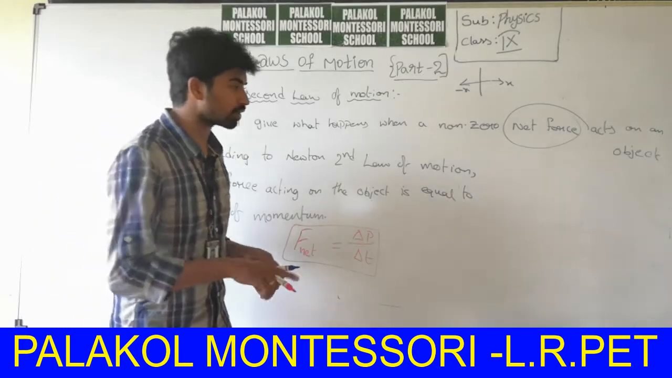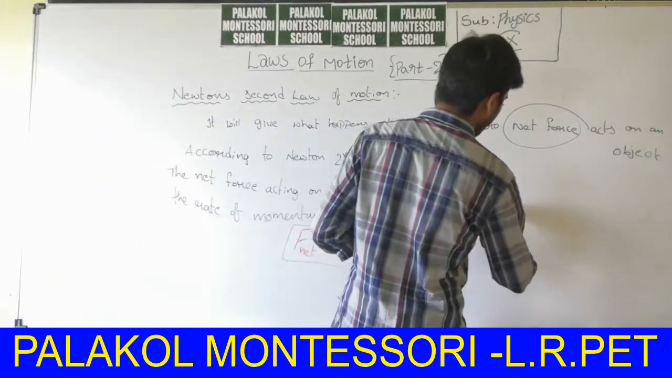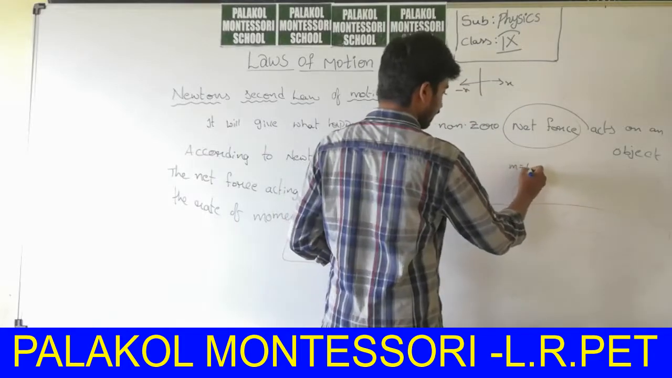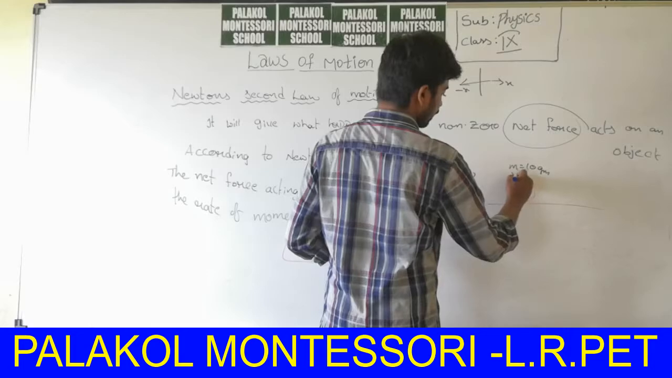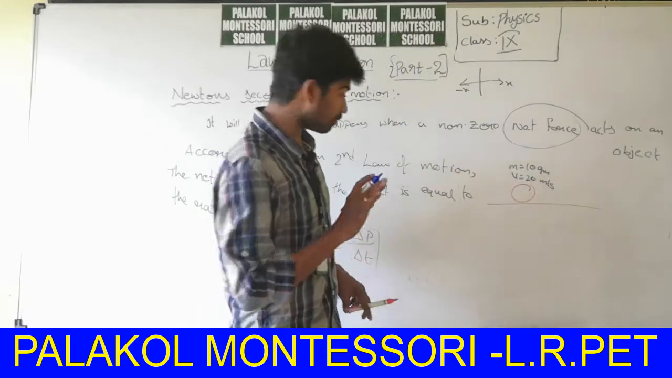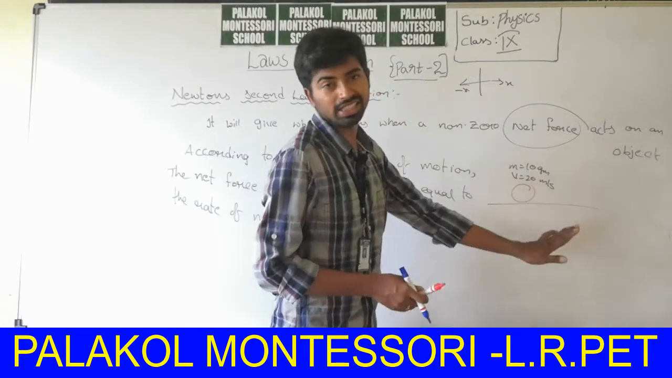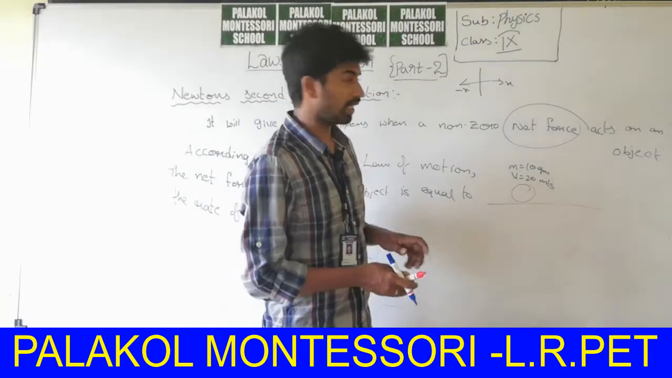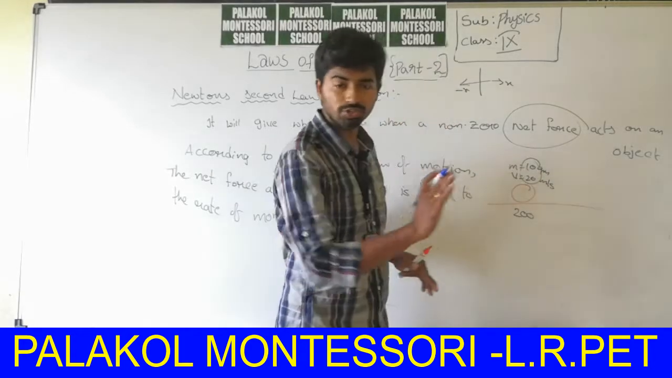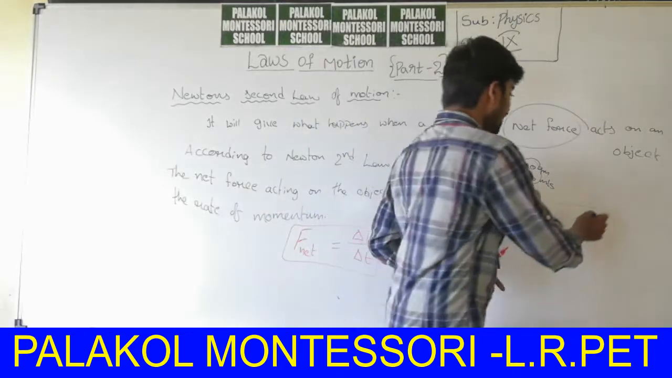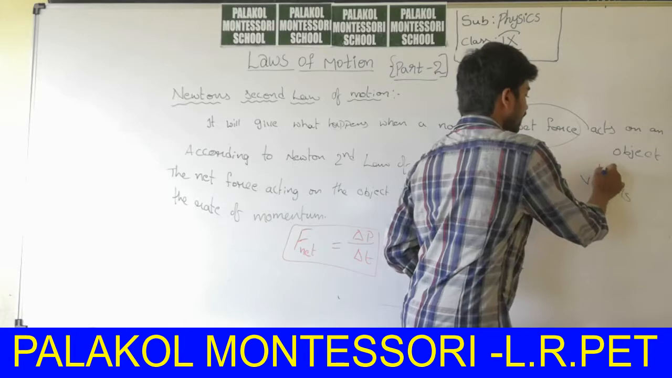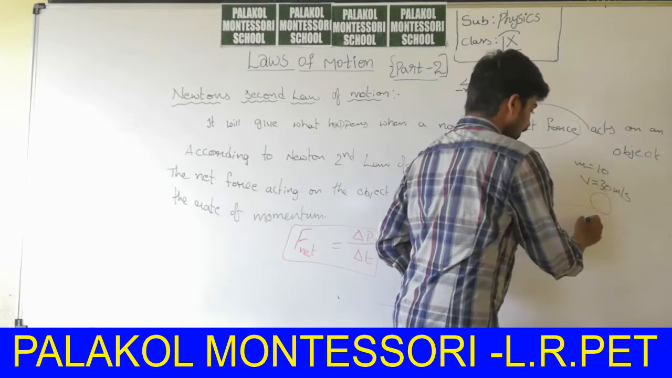If you apply some force, for example, there is an object, the mass of the object is 10 grams and the velocity is 20 meters per second. If you apply the force, what will it change? It will change the momentum. Here the product of the two is 200. If you apply the force, the velocity becomes 30 meters per second and mass is equal to 10. Then 10 into 30, 300.